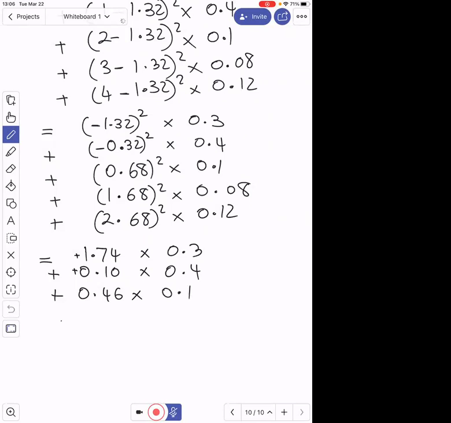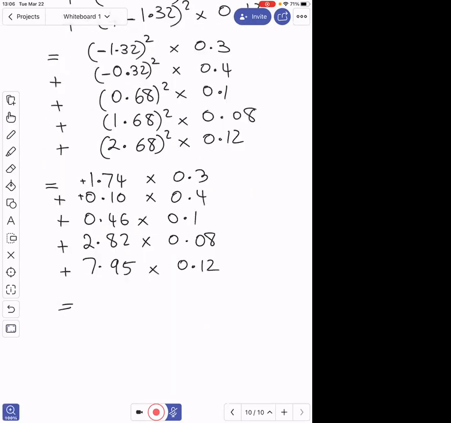times 0.1, okay, plus. So this is 1.68 squared, which will be equal to 2.82, thank you, times 0.08. Thank you, Annie. Yes, 7.18 as you said. So this is 7.995 actually times 0.12. Now you do the multiplication, right?